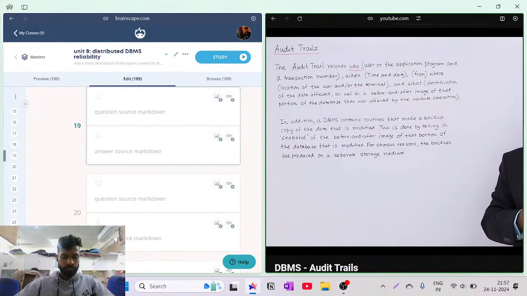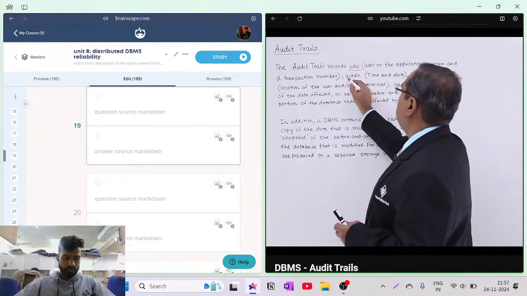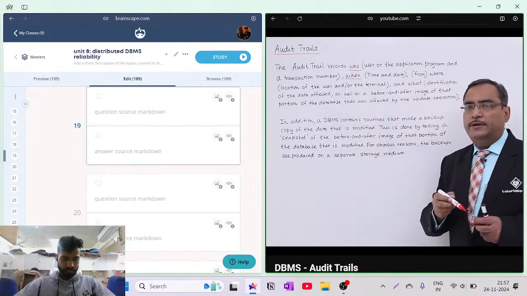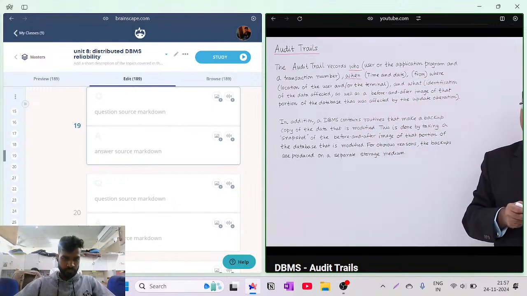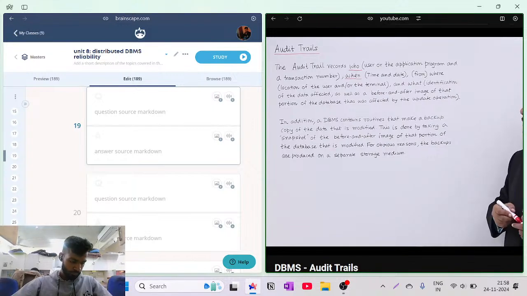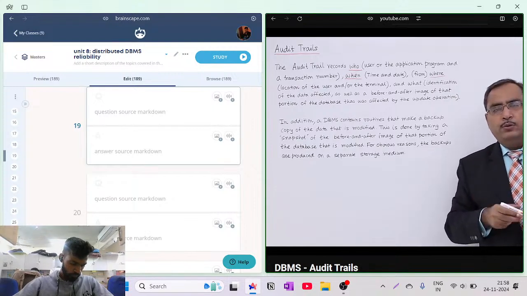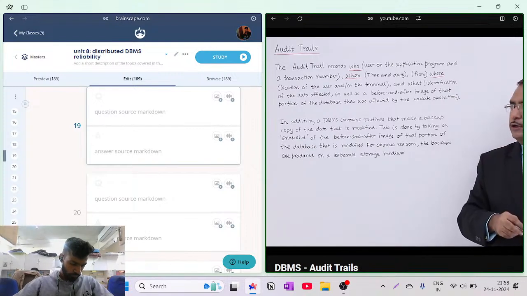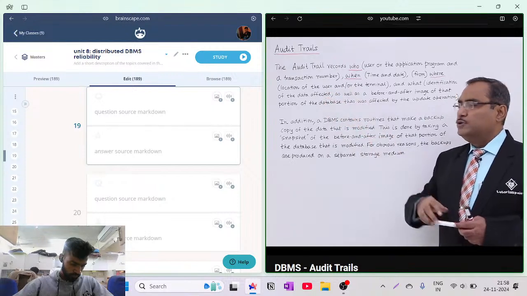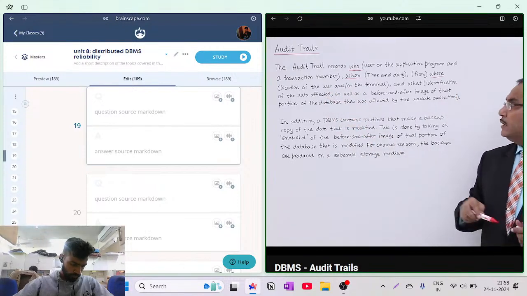Next we are going to discuss when. When means it will just take the respective time and the date, that when this particular transaction got initiated. Next it is coming from where. That means from where, which location this transaction got initiated. So location of the user and or the terminal.